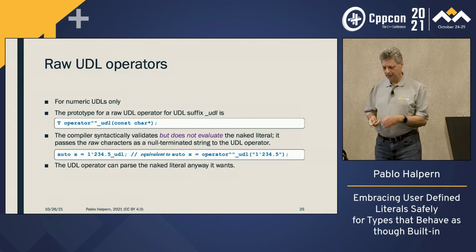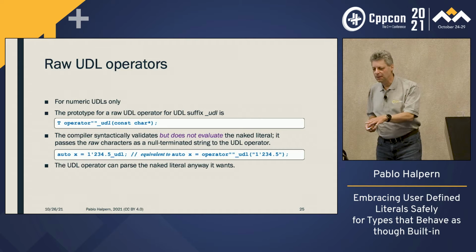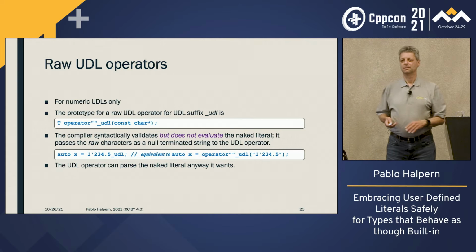Then the last point is actually really important. The UDL operator can parse that any way it wants. It does not need to parse it as an integer, or a floating point number in this case, if it doesn't want to.